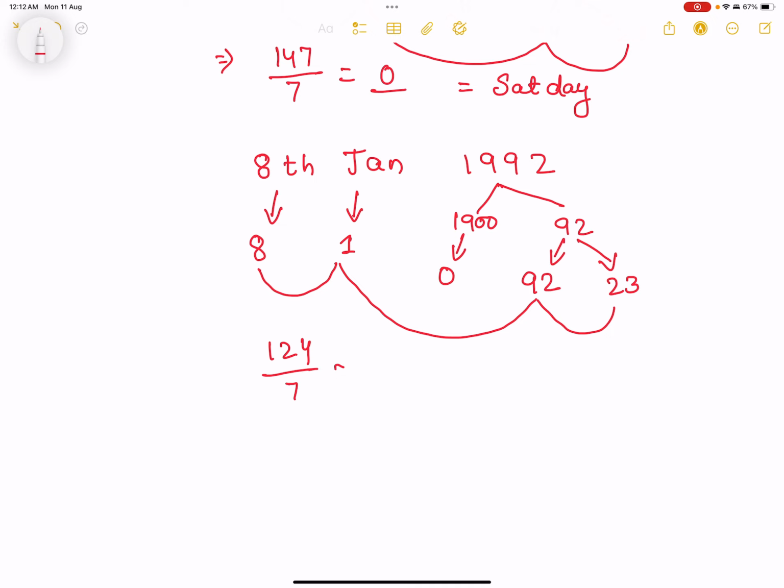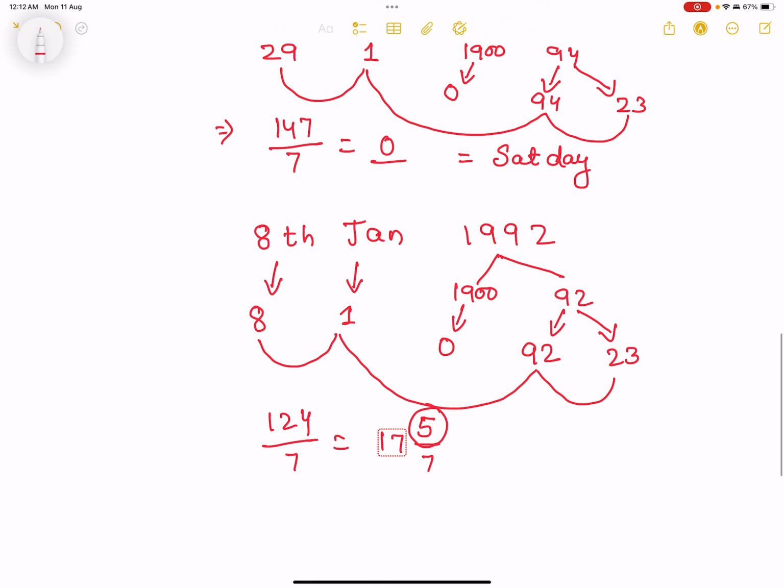124 by 7 means 17, and 5 by 7, 5 is the remainder. Now check your table. 5 means Thursday. If you write Thursday, your answer will be wrong. Why? We are following everything correctly, then why are we getting the wrong answer?